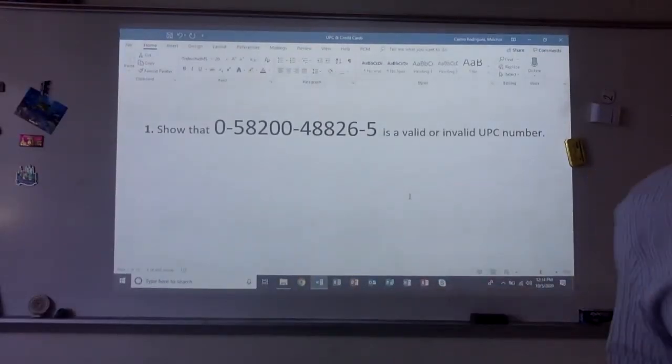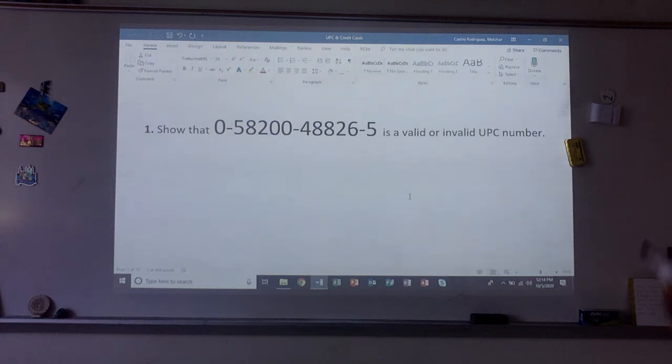Today's lesson: universal product code, UPC numbers. When you see these numbers, there are 12 digits. The first one is followed by a dash line, then 5 numbers, another dash line, and then 5 other ones. So this is what you do.